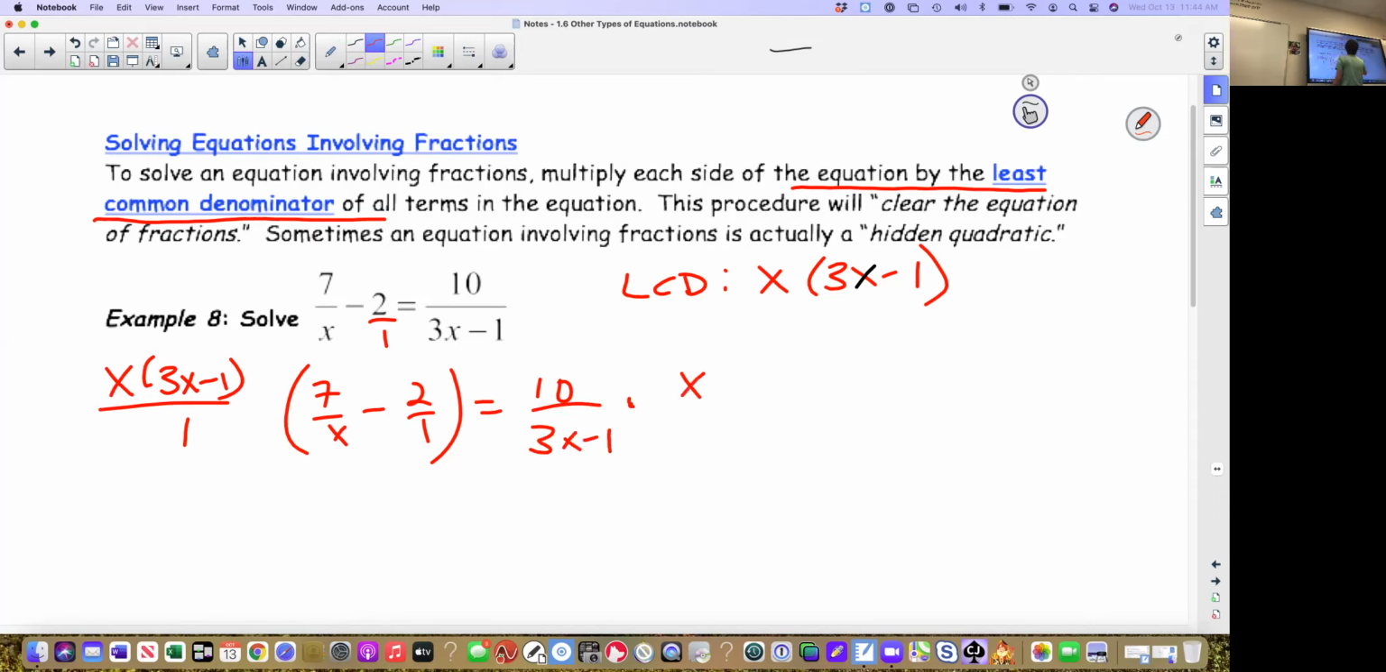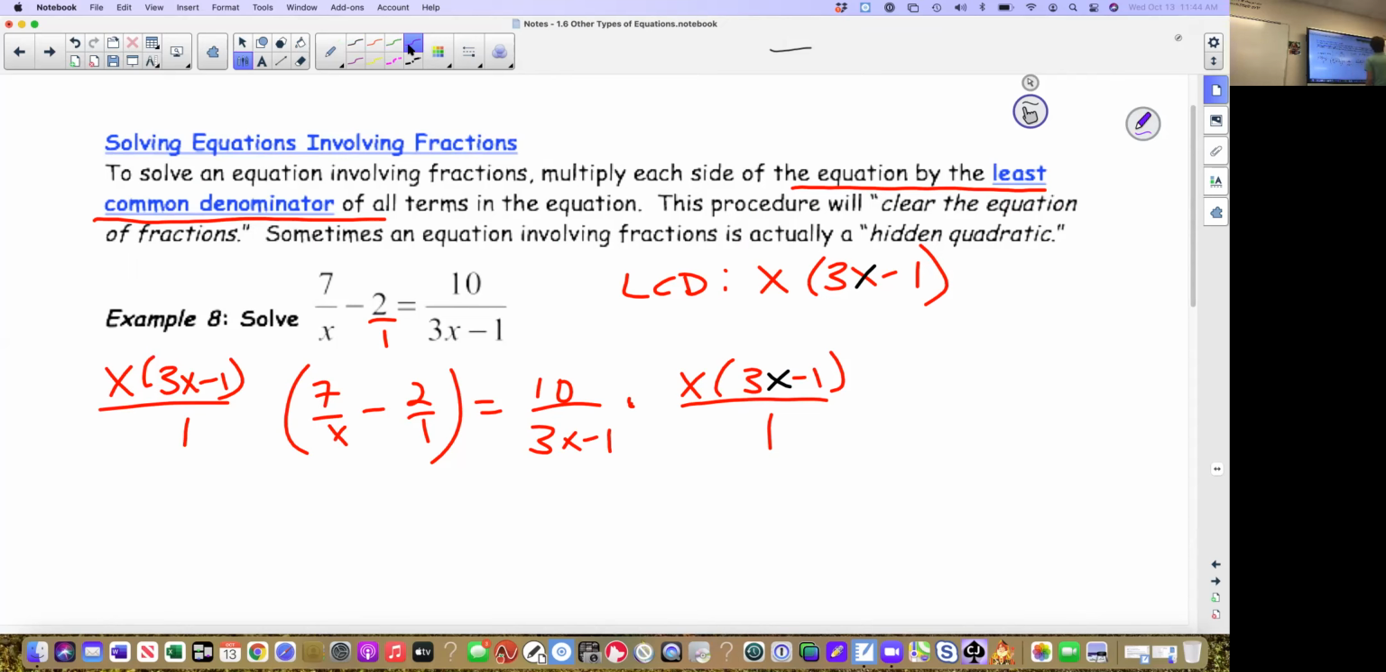It's going to be times x. You only multiply the numerators, right? What do you mean multiply the numerators? You're going to try to get everything. Yeah, you could do that if you're gonna try to get a common denominator and then set the numerators equal. You could do that. I prefer to clear the fractions.